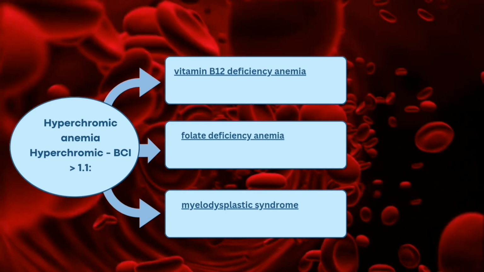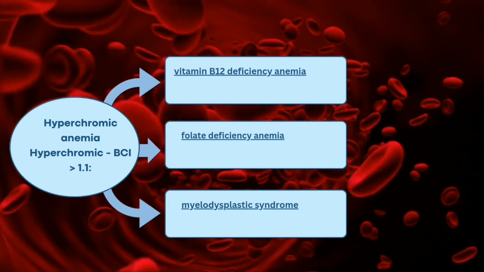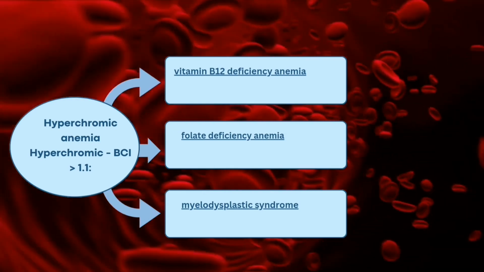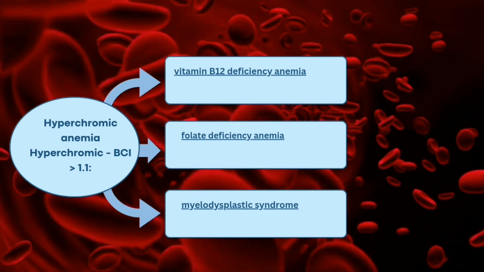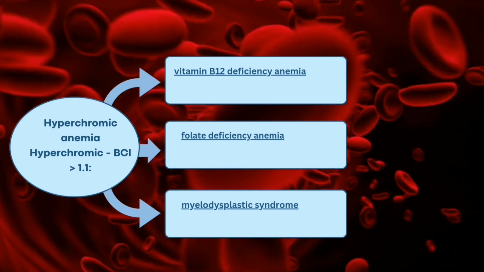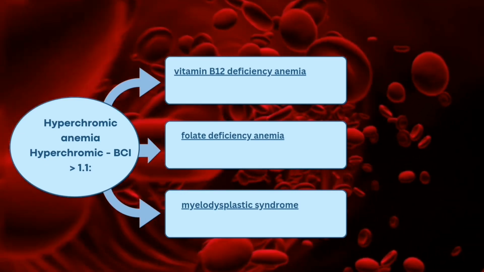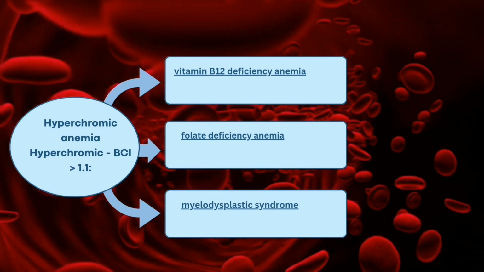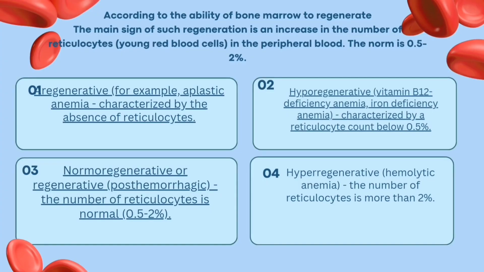Okay, next we are speaking about hyperchromic anemia. This means a blood color index more than 1.1, and it is classified into 3 types of disease. If your patient has hyperchromic anemia, we need to research vitamin B12 deficiency, folate deficiency, and myelodysplastic syndrome.